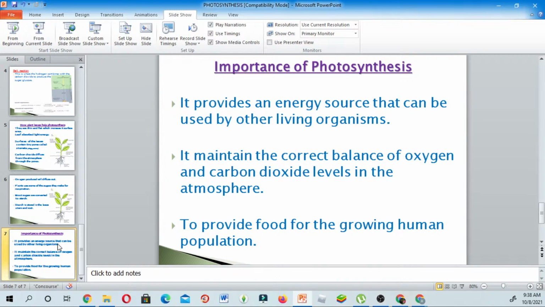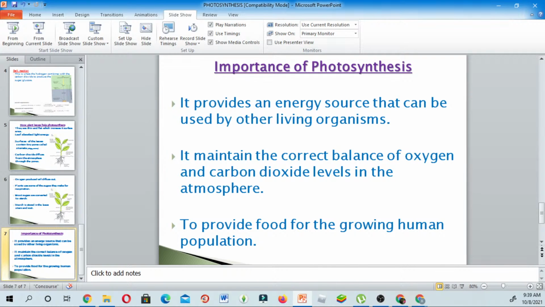The second pointer, it maintains the correct balance of oxygen and carbon dioxide level in the atmosphere. What that is saying is that plants provide oxygen, and we use up that oxygen while we give off carbon dioxide, and the plants take up the carbon dioxide from the atmosphere. So that is why they are saying that it actually provides that balance.